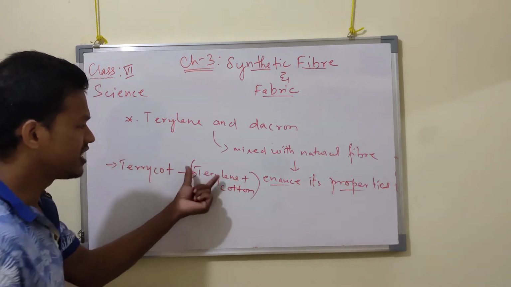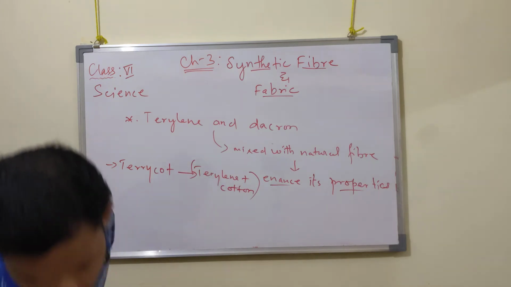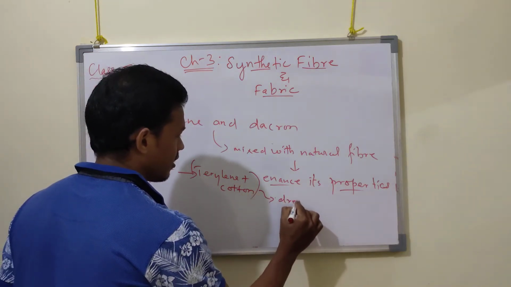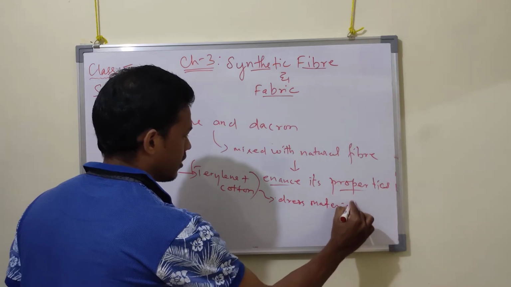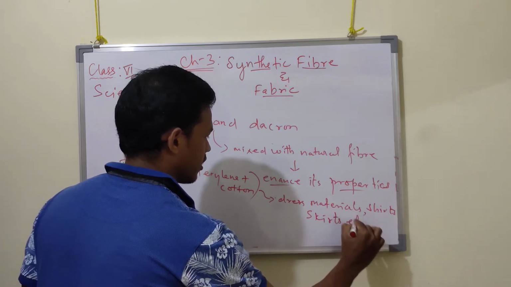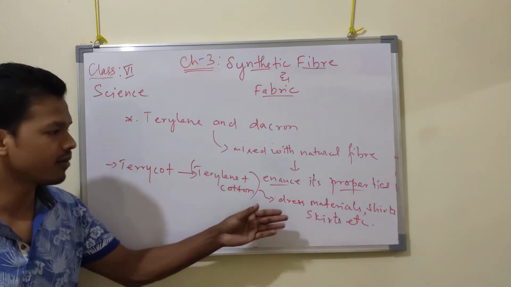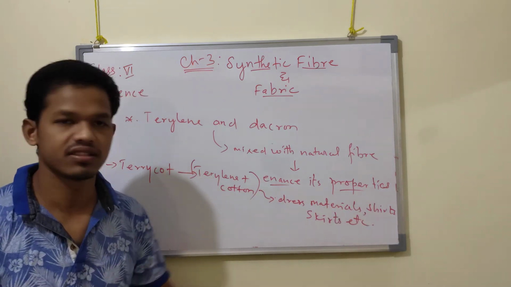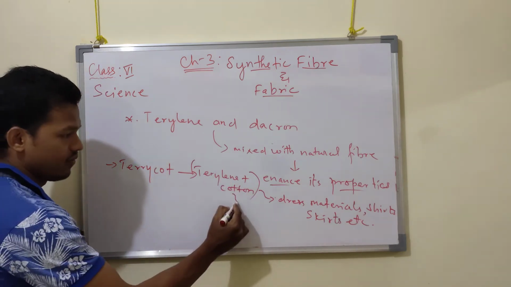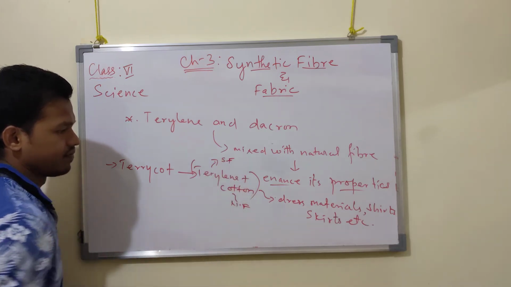are blended together in order to gain some properties for making dress material. What are they used for? They are used for making dress material, like shirts and skirts, etc. So terylene plus cotton are blended together to form various materials like dress material, shirts and skirts. These are made from terrycot. So terylene plus cotton: this is a natural fiber, this is a synthetic fiber.